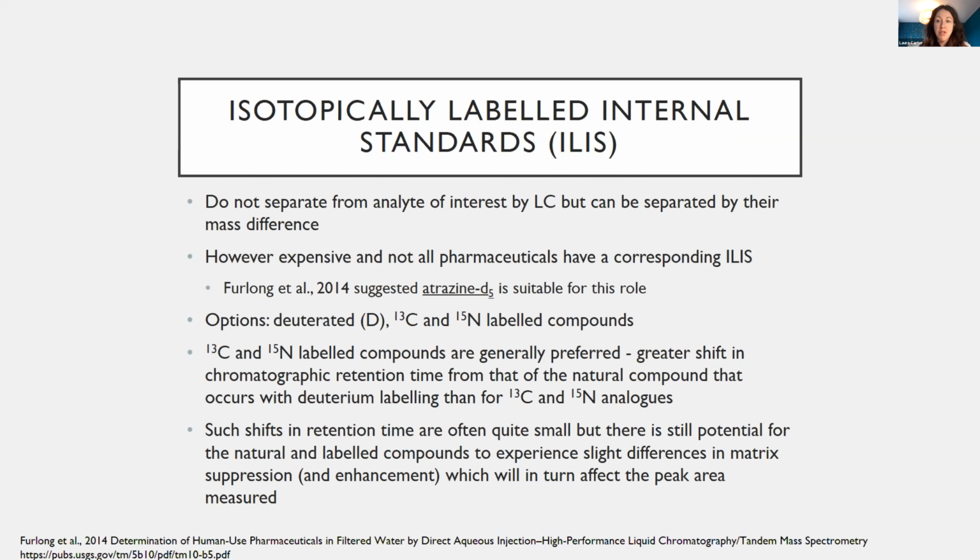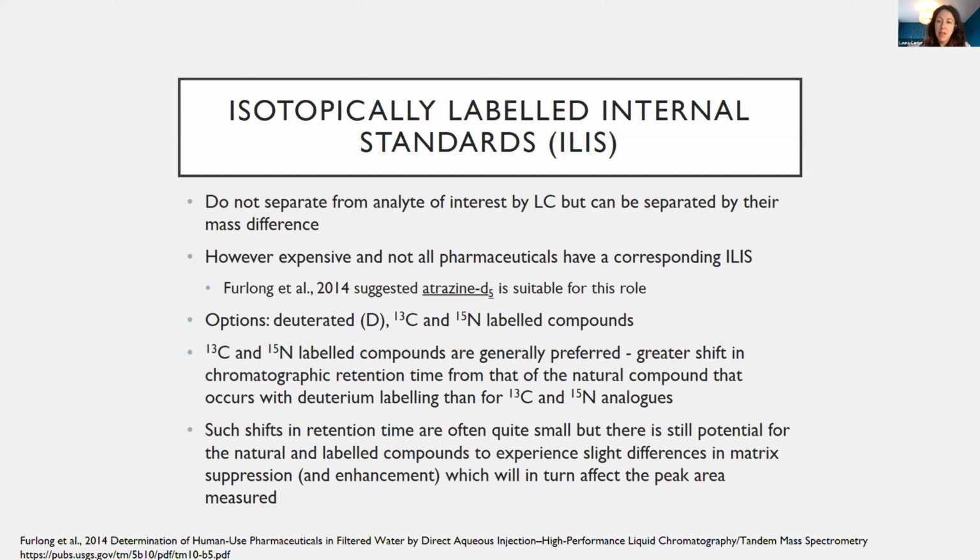And I've always used deuterated internal standards. And I think a lot of methods that have been published in the literature use deuterated internal standards. But when Jan asked why, I started to look into the literature a bit more. And in the mass spec literature, it's actually suggesting that carbon and nitrogen labeled compounds are generally more preferred because you get less of a shift in the retention time in comparison to your analyte of interest. Whereas with the deuterated compounds, you get a bigger change.